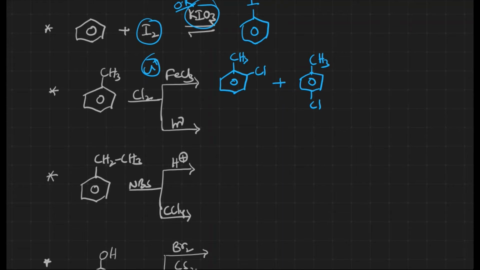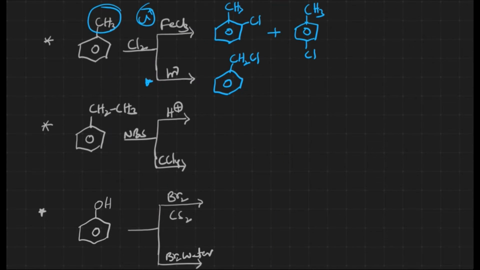If free radical substitution takes place, what happens? Free radical substitution reaction takes place at the allylic and benzylic position. That's what we will get: substitution at CH2Cl at the benzylic position. Remember these conditions, under which condition the reactions are happening.